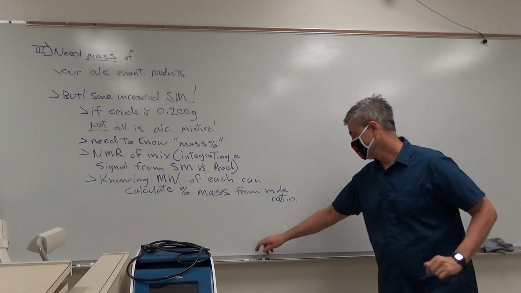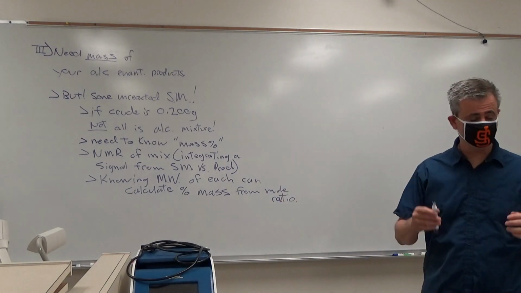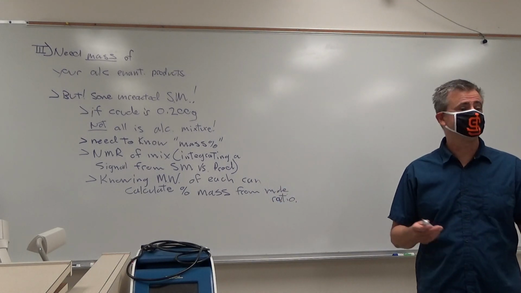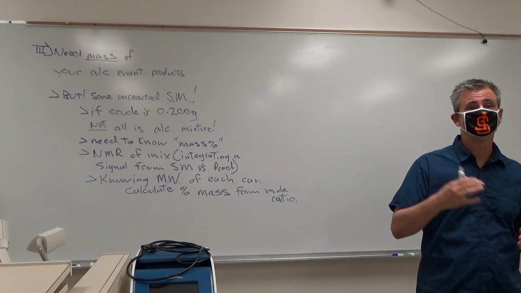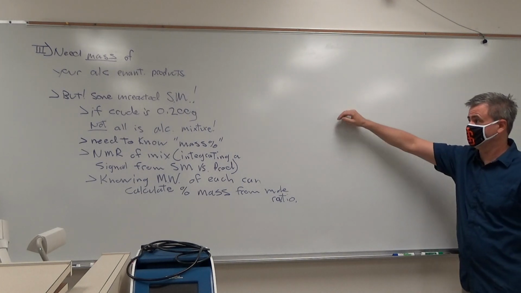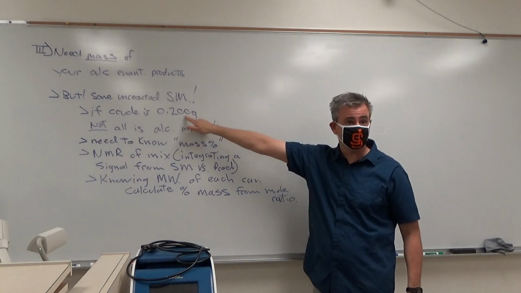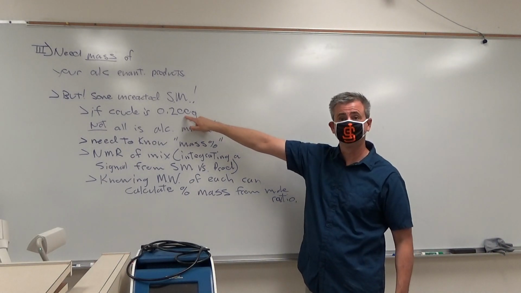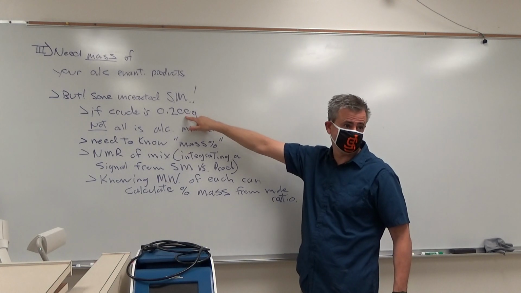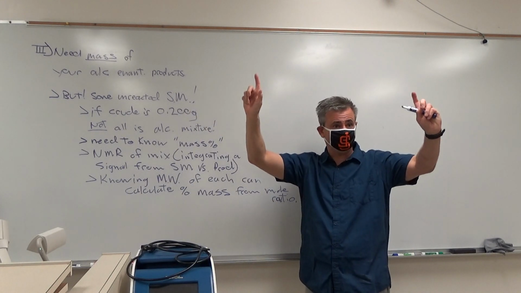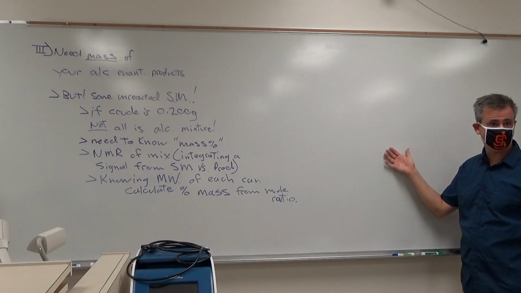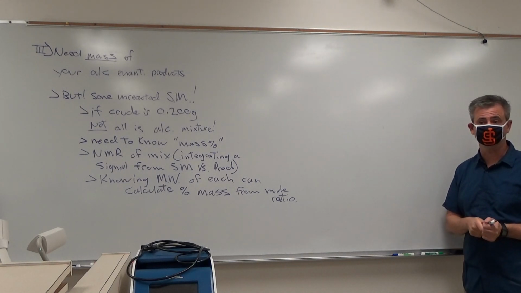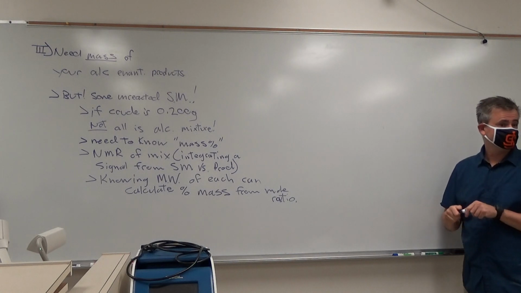Okay? So you go through that process and maybe you'll decide that it's 70% alcohol product and 30% starting material. Then you take that 200 milligrams or whatever, and you multiply that by 70%. Okay, you'll get 140. Now you can figure out your specific rotation by plugging it into grams of product over milliliters of solution. Any questions?